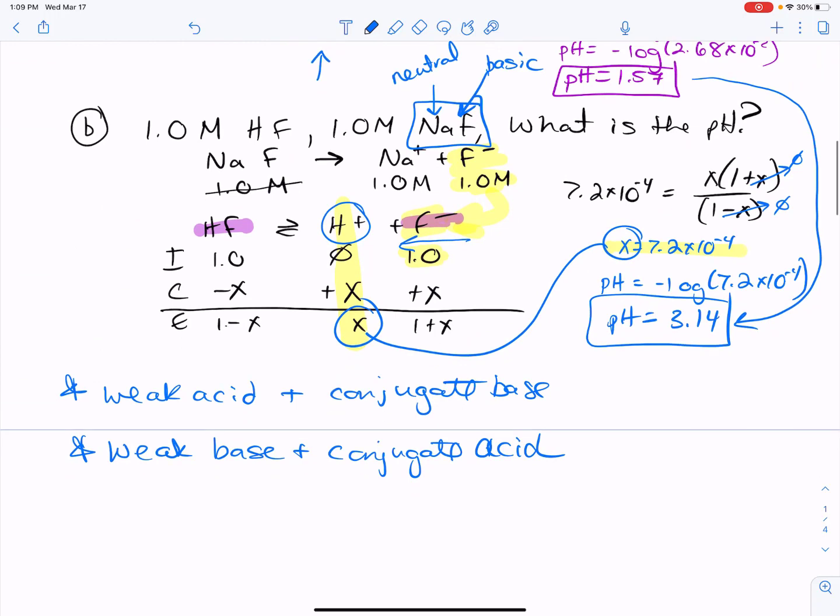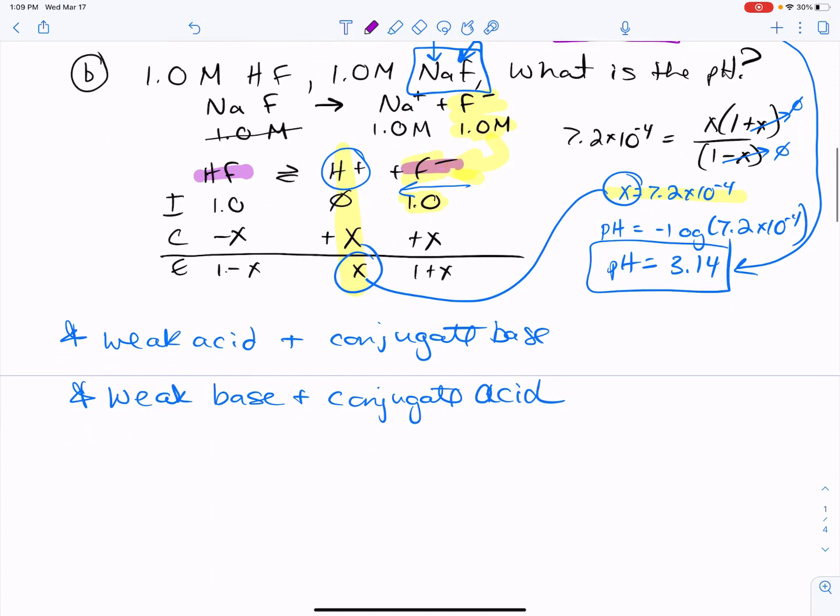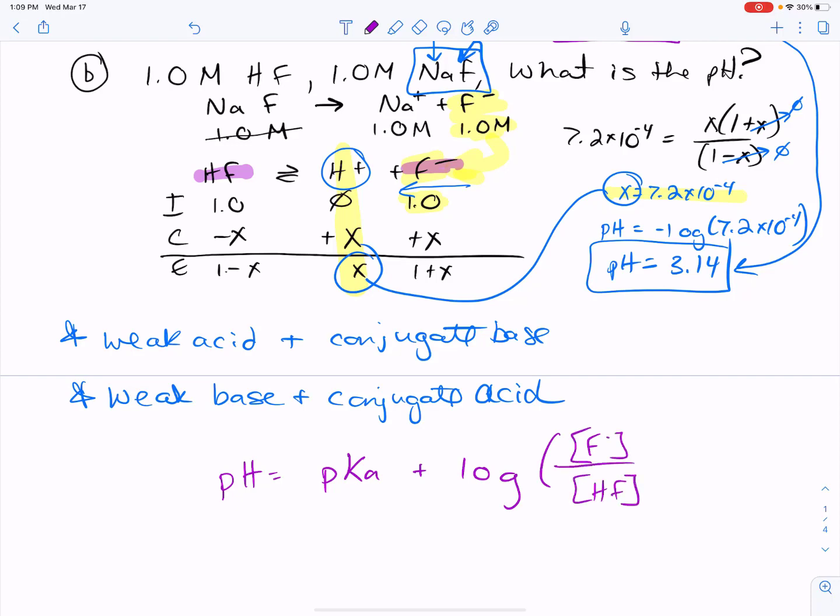So could we have used it for our common ion expression up here? Absolutely. So let's try to use the buffer equation for this common ion problem. What we have here is pH equals pKa plus the log of my base, which in this case is fluoride, over my acid, which is hydrofluoric acid.